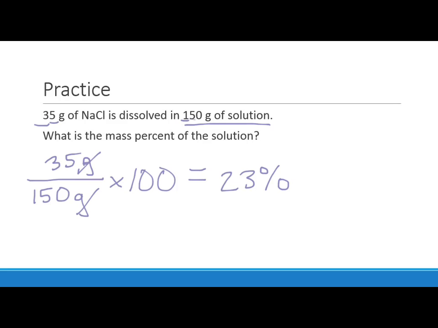Now there's also another one that's by volume. It would be the exact same thing, except you'd be using milliliters instead of grams, or liters. It doesn't really matter as long as your units cancel out.